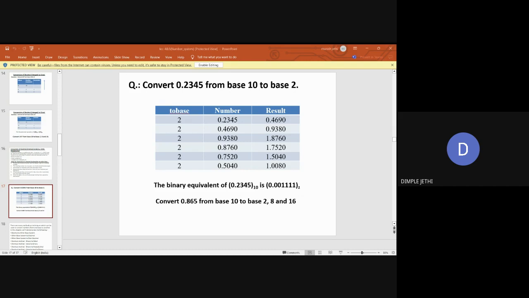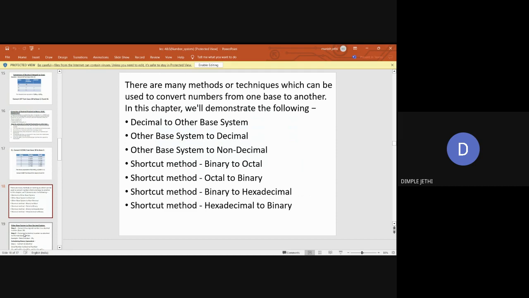Okay, now see the next, what we have now. Now we have seen how to convert from decimal to binary, octal and hexa. And we have seen how to convert from binary, octal, hexa to decimal. Now a different type of question can come in your exam.